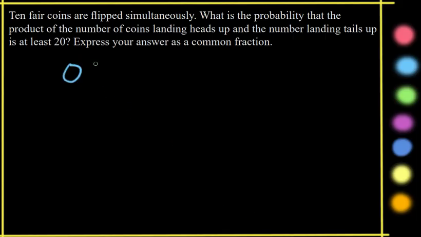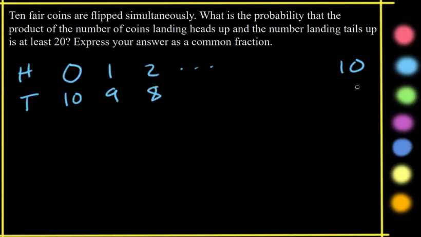So we can have any number of heads from 0, 1, 2, all the way up to 10. And that's the number of heads. And the number of tails will be 10 minus that. So if we have 0 heads, we'll have 10 tails. 1 head will give 9 tails.